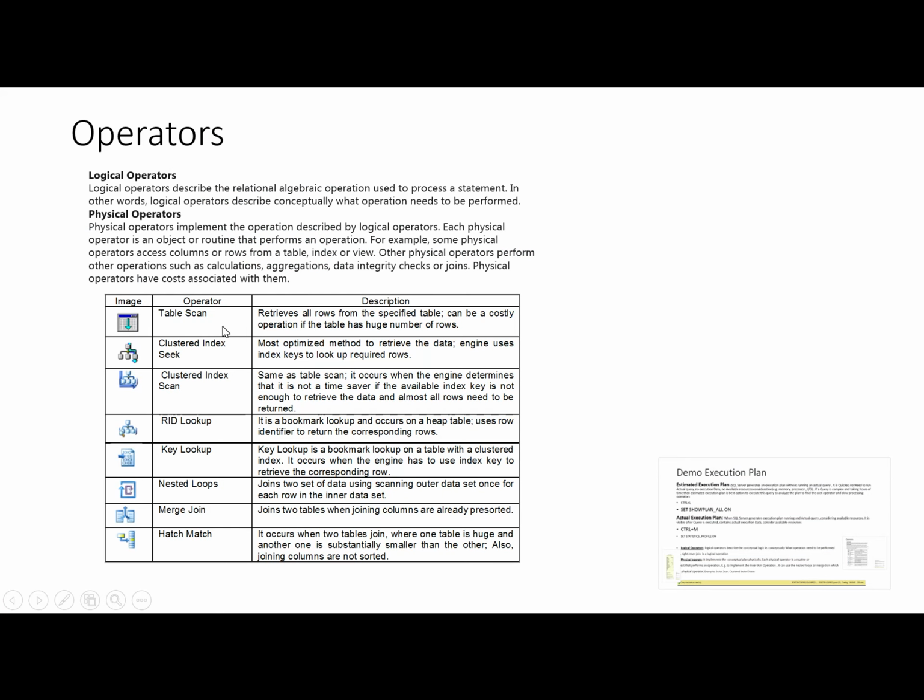The details of the operators used in the query execution plan we can get from the Microsoft website. All the details and related information are available there, so we can get them from there.